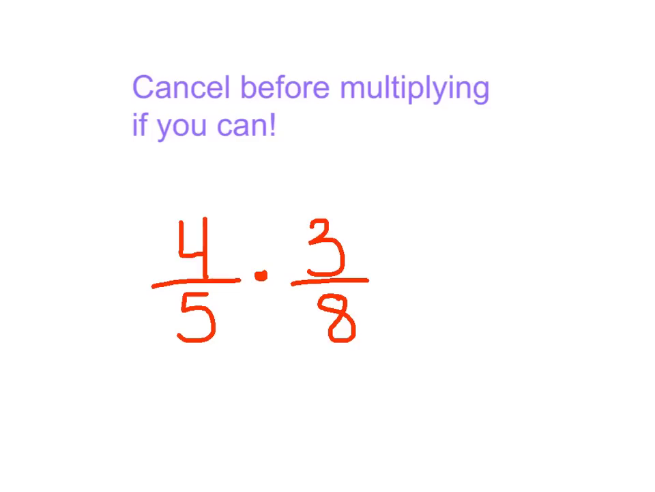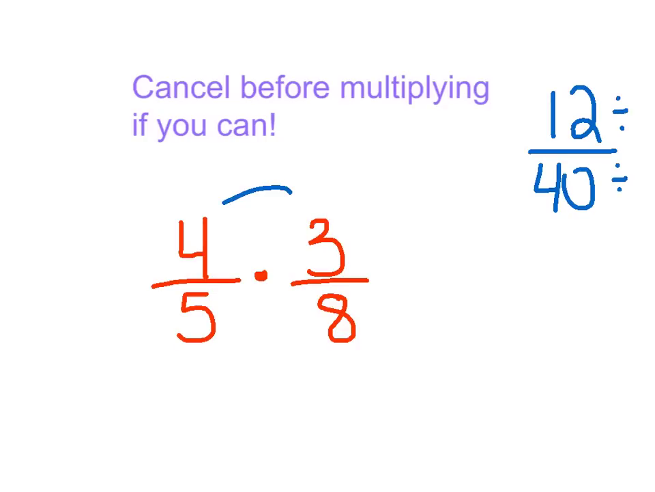A trick I like to teach my students is to actually simplify before you multiply. Well, what does that look like? I could easily multiply this 4 times 3 and get 12, and then 5 times 8 and get 40, and then figure out what to divide it by to reduce. Well, if I look for a number on the top and a number on the bottom, and if I see that I can divide those numbers by a number, I'm going to do so.